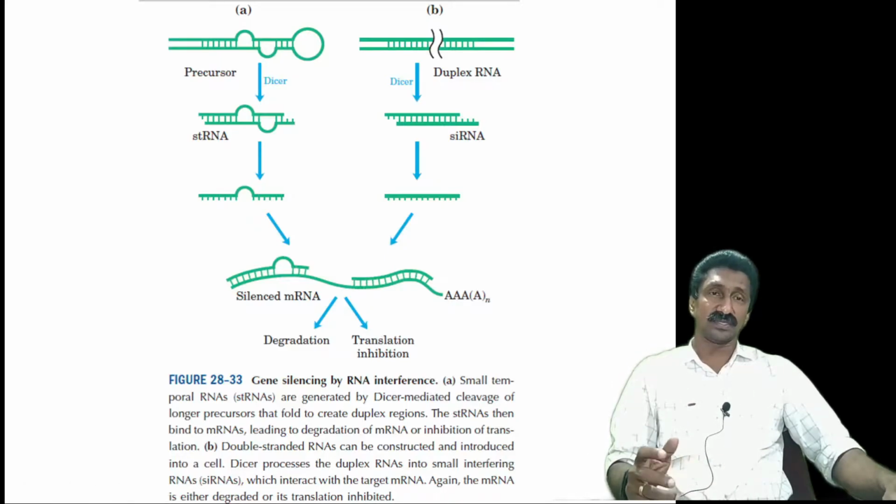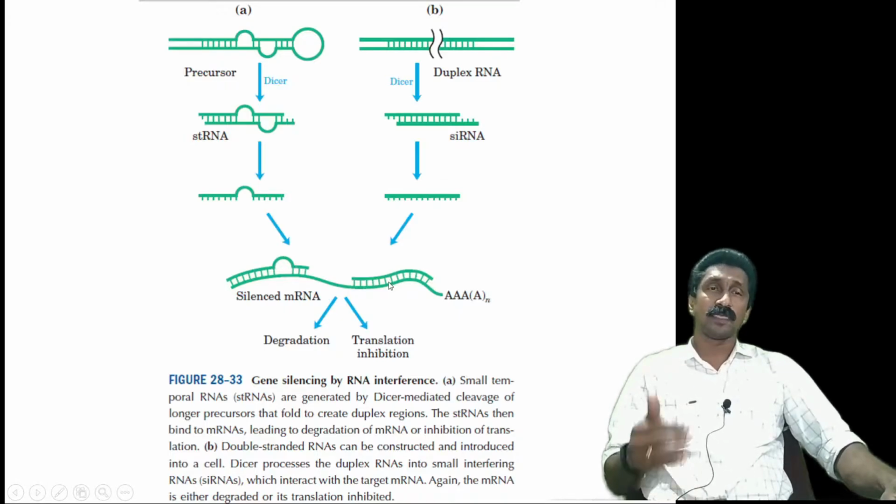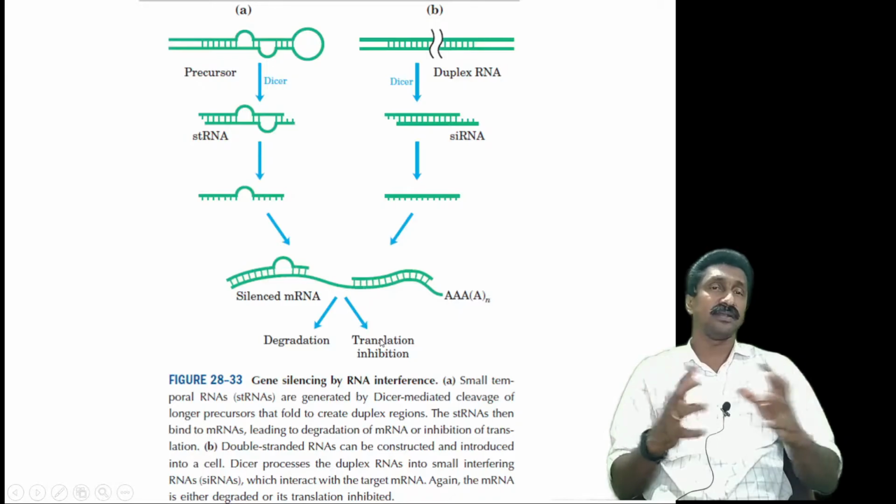So here is another example in which we have a duplex RNA, and again the dicer enzyme will cleave it into siRNAs. siRNAs are also known as small interfering RNAs. Again, one strand of the siRNA is degraded, and the remaining strand will pair with complementary regions on the target mRNA, and the result is either degradation of the target mRNA or inhibition of translation by RNA interference.